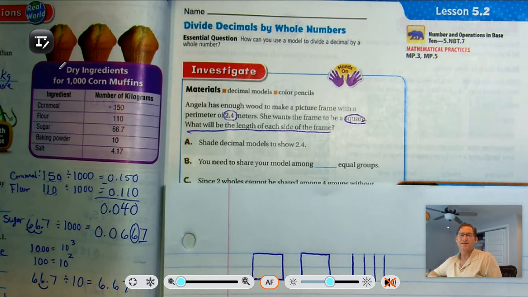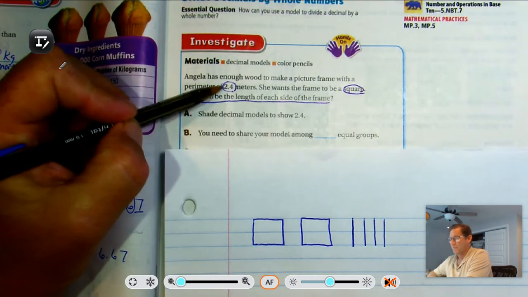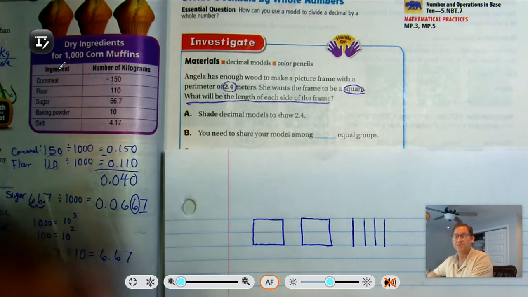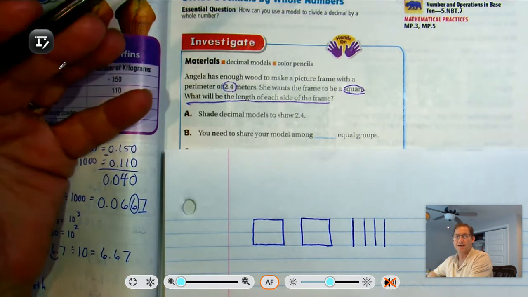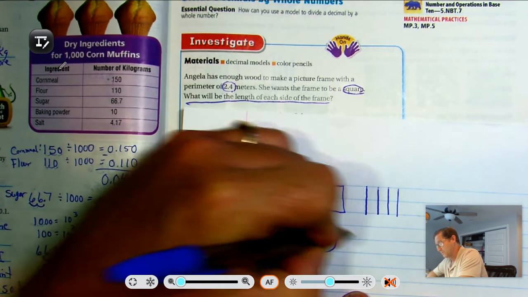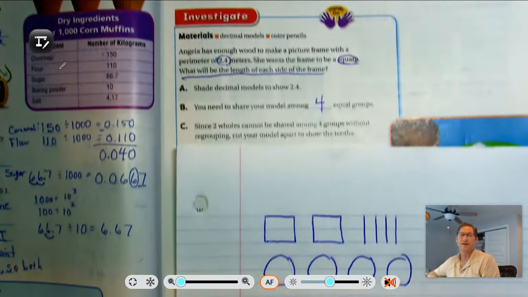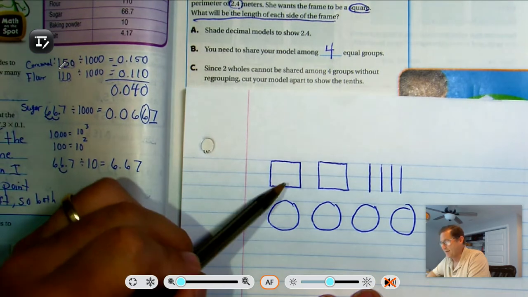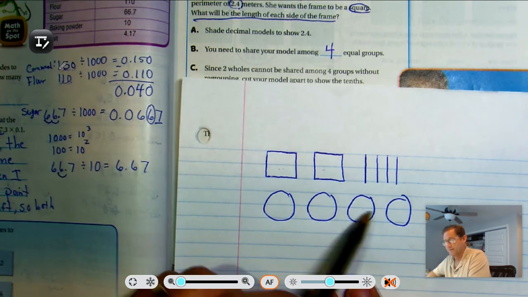Okay. Now we need to share our model among how many equal groups? Well, remember that the perimeter means the distance around the outside or along the edges of an object. So a square would have four equal sides. So we can draw four circles to represent the four groups, because we have four equal groups. Now, could you take these two wholes and share them equally into four groups?